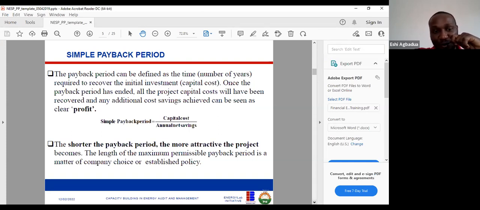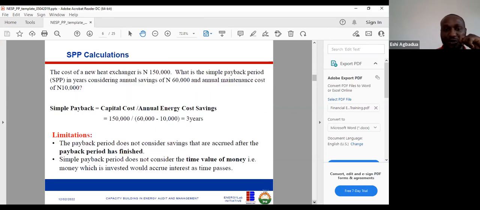So, to be honest, simple payback period is very easy to calculate. And as energy auditors, it's one of the measures that can easily be used to see the benefits. So a typical example is this one we have here. The cost of a new heat exchanger is this amount. The simple payback period in years, so we should calculate that, considering the annual savings of this and the annual maintenance cost of this. So like we said, the formula is capital cost over annual energy saving cost.